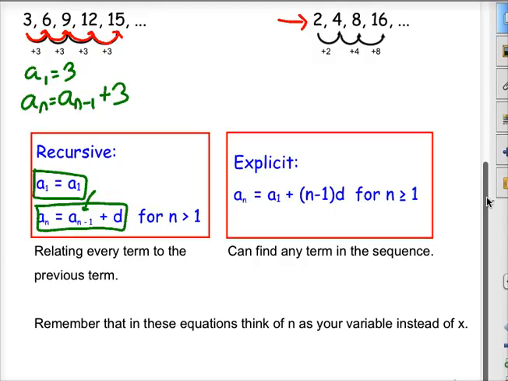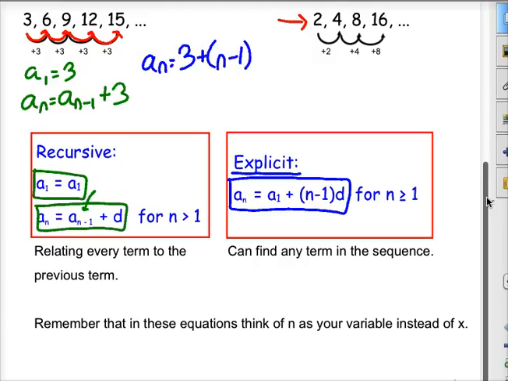Now, while the recursive formula is nice when you're dealing with just a couple of terms at the beginning of a sequence, what's usually more useful is the explicit. What the explicit is useful for is that when you have it, you can find any term of the sequence. So for the explicit, you're taking your first term, adding n minus 1 times d. Now here, think of n as your variable. Think of n as your x in these formulas. And d is the difference that I'm adding. Well, I'm adding 3 every time.